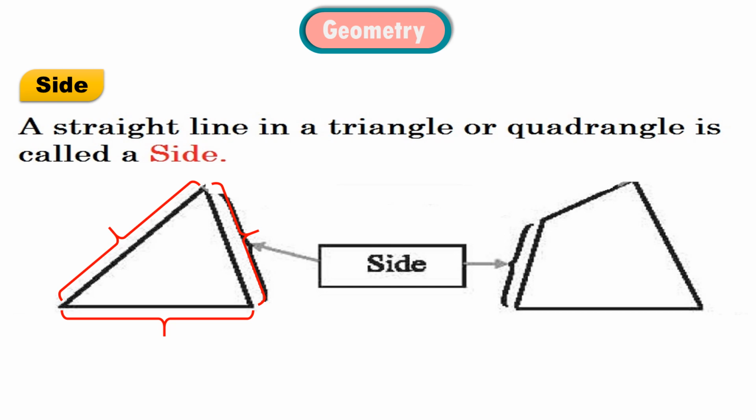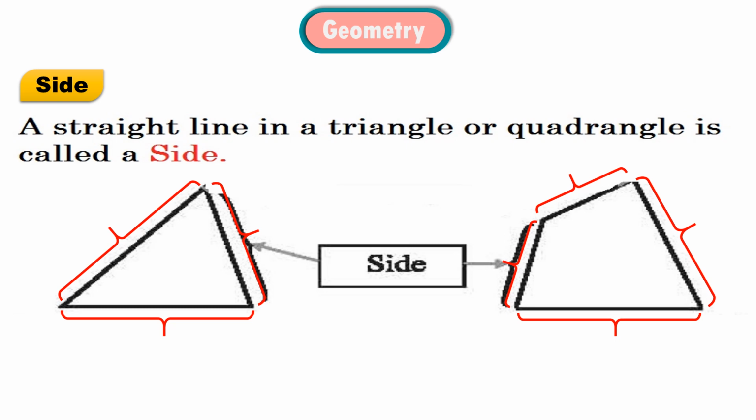Similarly, if I go to the rectangle, that means the quadrangle, there are 4 different straight lines, like this one, that one, and 3 and the 4. By the help of these 4 different straight lines we made a shape, and the name of this shape is quadrangle. That's why all the different straight lines are the sides of a quadrangle.